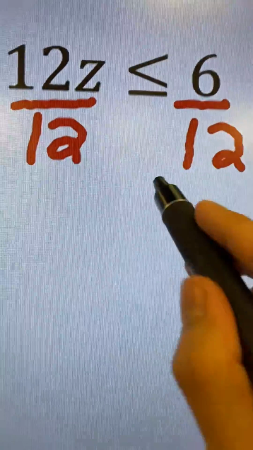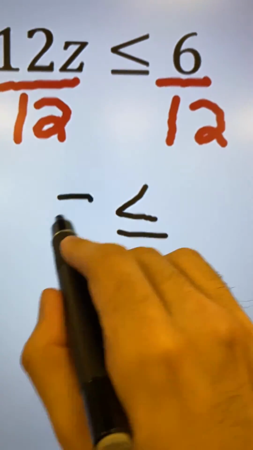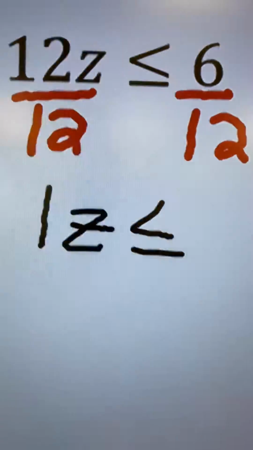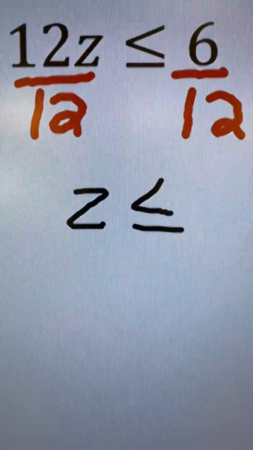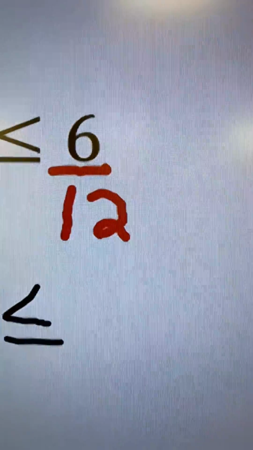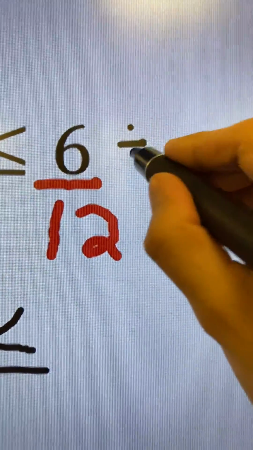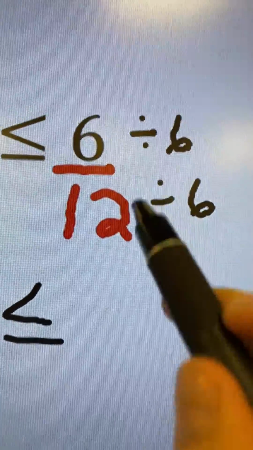And now I'm just going to simplify. So bring down my inequality sign. 12z divided by 12 is 1z. Notice we don't put the 1 here. That's automatically implied. So we just put the z by itself. And now 6 divided by 12, I can actually simplify that. I can reduce that. These are each divisible by 6. So when I divide this out by 6, I'm going to be left with 1 over 2.